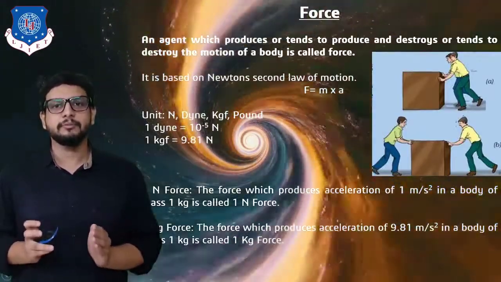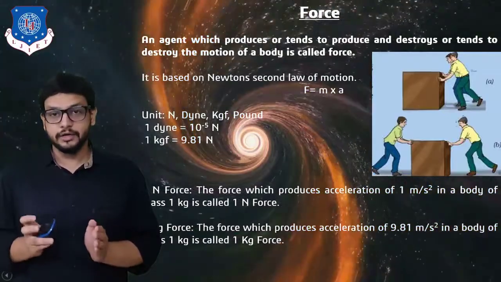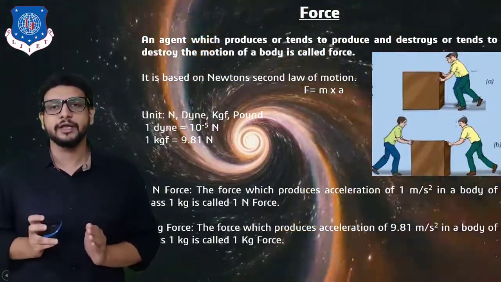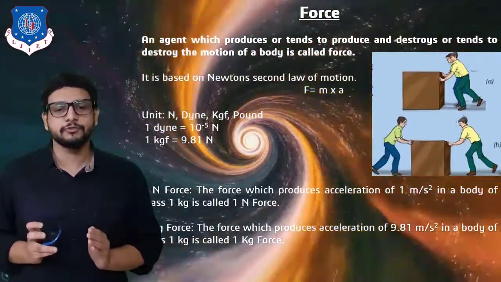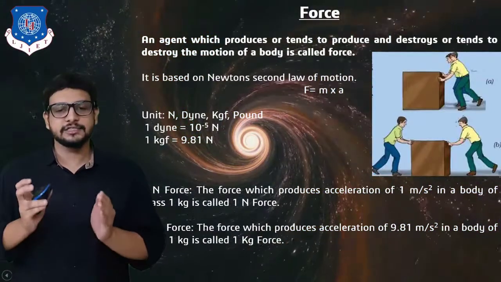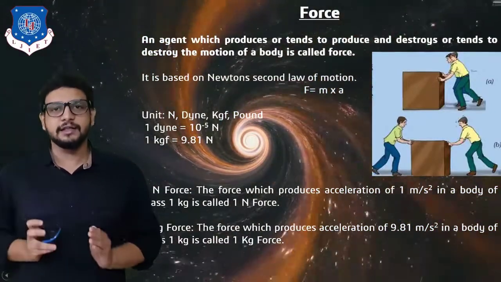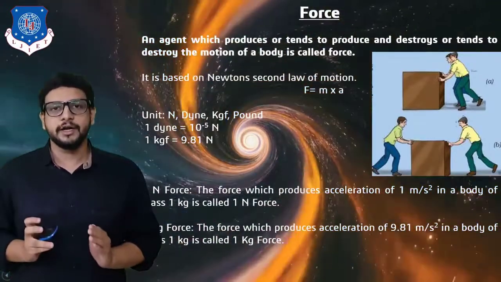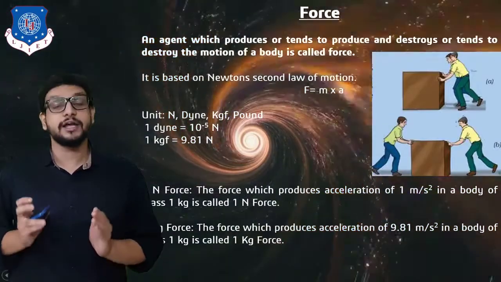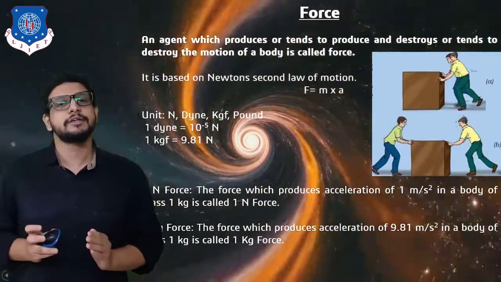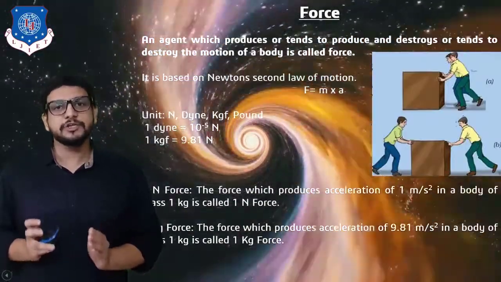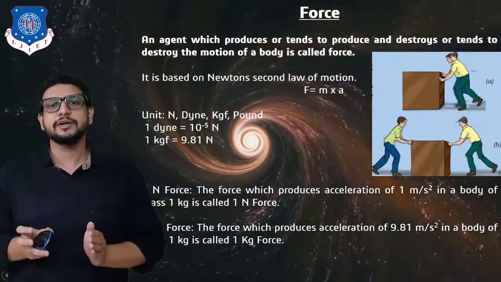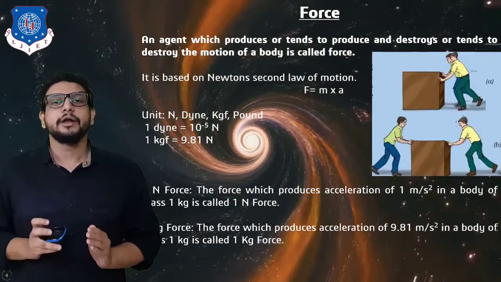Now the next thing we need to keep in mind is that we are going to work in the SI system, that is the international standard. So the unit of force we need to take is Newton. There are several units of force, as you can see on your screen: first is Newton, then dyne, kg force, and pound. Now you need to keep the conversions in mind. 1 dyne is equal to 10 raised to minus 5 Newton, or 1 Newton is equal to 10 raised to 5 dyne. The next conversion is kg force to Newton: 1 kg force is equal to 9.81 Newton.